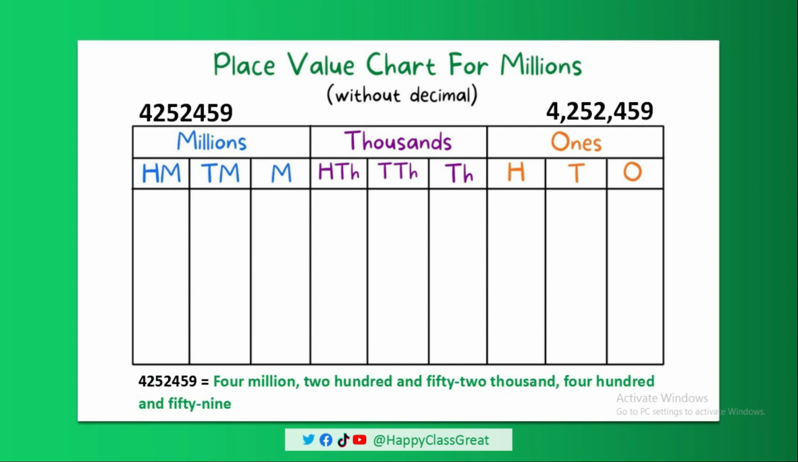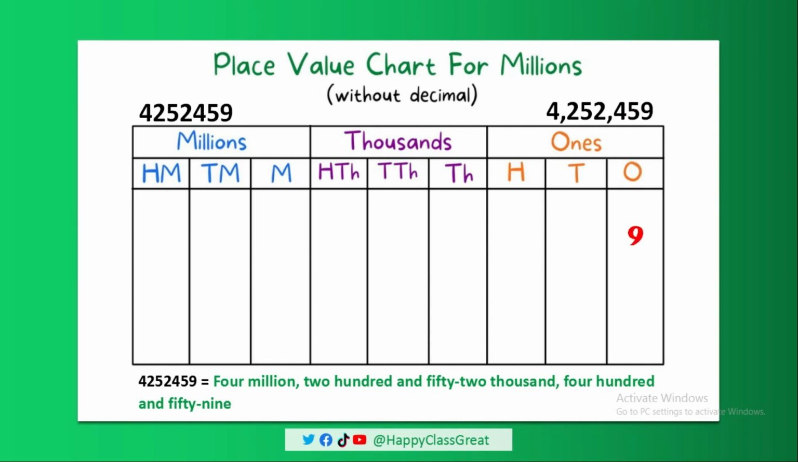So here is an example. Now we have 4,252,459. We are asked to write it in words. The first thing we are going to do is count from the right and put a comma every time we encounter 3 digits. So I write 459, I put a comma, 252, I put a comma, and remain 4. If you count the digits now, we have 7 digits. Definitely 7 digits is millions.